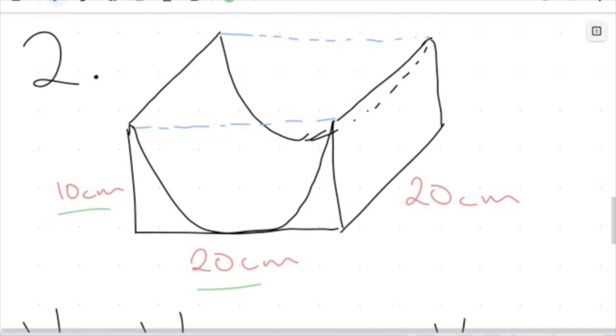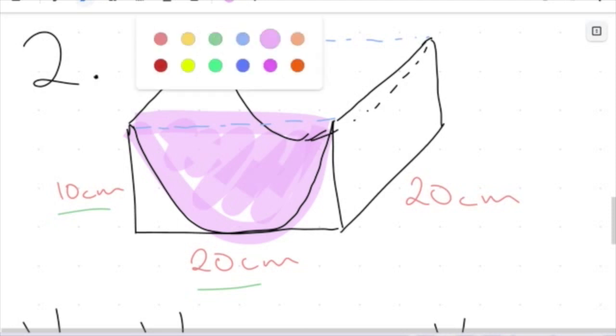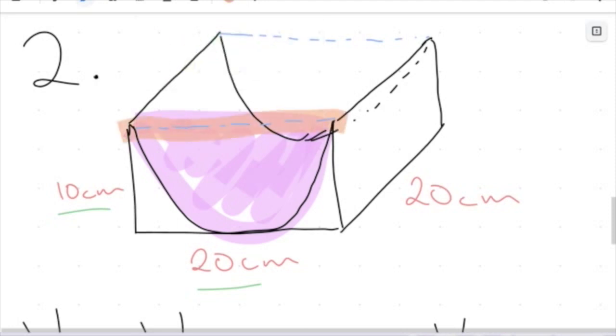So what's the cross section of this first? Well, that is a half circle whose diameter, so stretching from this edge to this edge, is 20 centimeters, and whose height is 20 centimeters also. We can see this length going away from the cross section is the same as this length down here of 20 centimeters. So let's just lay out the working here.